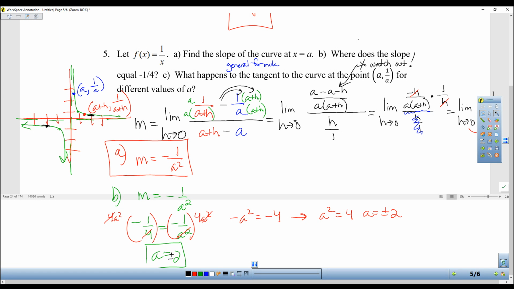Part C, what happens to the tangent to the curve at the point a, comma, 1 over a for different values of a? We talked about this a few problems ago, how as a gets bigger and bigger and bigger, this slope is going to become 0. You can tell that the slope is flattening out, and it makes sense in the equation because as a goes to infinity, you're literally going to have 1 over infinity squared, which is pretty much 0.